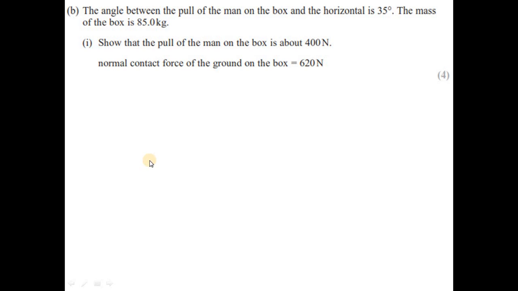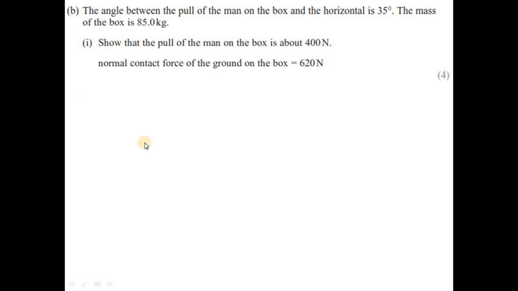The angle between the pull of the man on the box and the horizontal is 35 degrees. The mass of the box is 85 kilograms. Show that pull of the man on the box is about 400 newtons. The normal contact force of the ground on the box is 620 newtons.